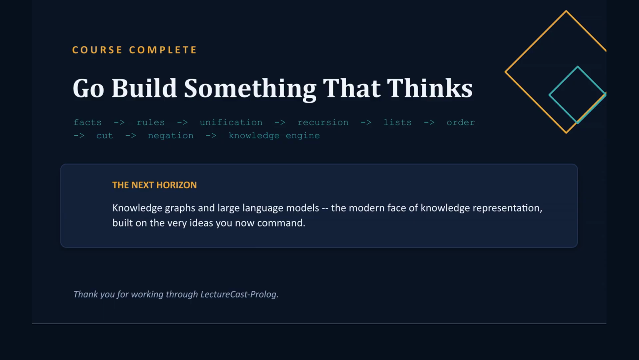Whatever you build next, the instinct you have gained, to describe a problem as facts and rules and let a machine reason, will carry over.